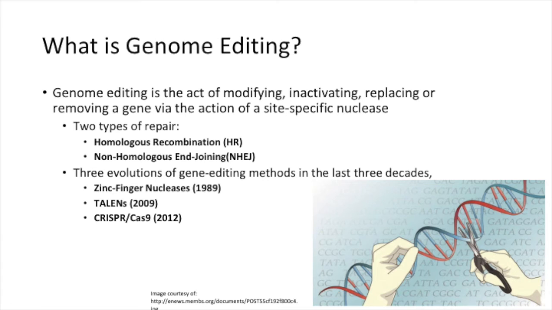Inherent mechanisms of the cells are induced after the cut that lead to 2 distinct types of repairs that we had discussed earlier: homologous recombination, or HR, and non-homologous end joining, or NHEJ. There have been 3 evolutions of gene editing in the last 3 decades. These include zinc finger nucleases in 1989, TALENs in 2009, and the most recent CRISPR-Cas9 in 2012. Because of its ease of use, the CRISPR-Cas9 method is the current go-to methodology.